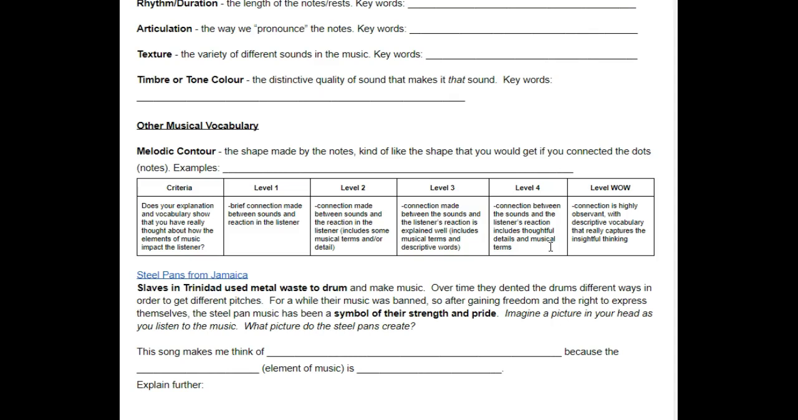You might be looking at the overall atmosphere, the overall feel of the song, as well as just one specific element. And the level wow, the 90s and above, that's where you've got very descriptive vocabulary that's really capturing those thoughtful ideas. You need to choose your words carefully to get that extra meaning to bump you into the level wow.